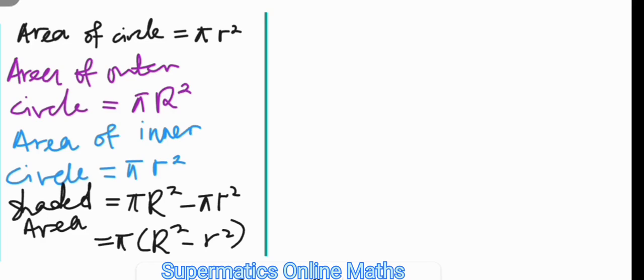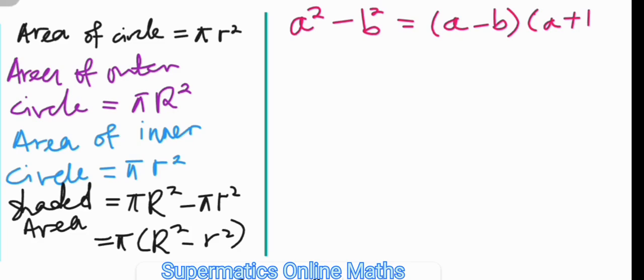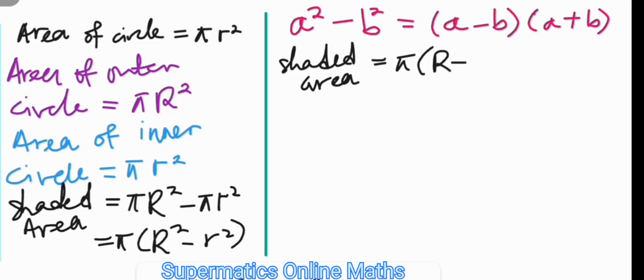We can still further factor the difference of two squares in the parentheses. Generally, when we have the difference of two squares, a squared minus b squared, this factors as the difference of a and b multiplying the sum of a and b. Therefore, the shaded area becomes pi times the difference in the radii times the sum of the radii.